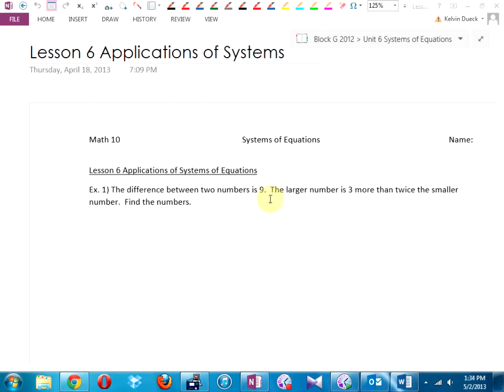Lesson 6, applications. What you used to call word problems, but we've decided to call them word opportunities. Mr. Dueck? Yeah. Are you going to put like 10 of these on the test? No. Maybe 2, probably 1. They are going to throw one at you on the provincial.